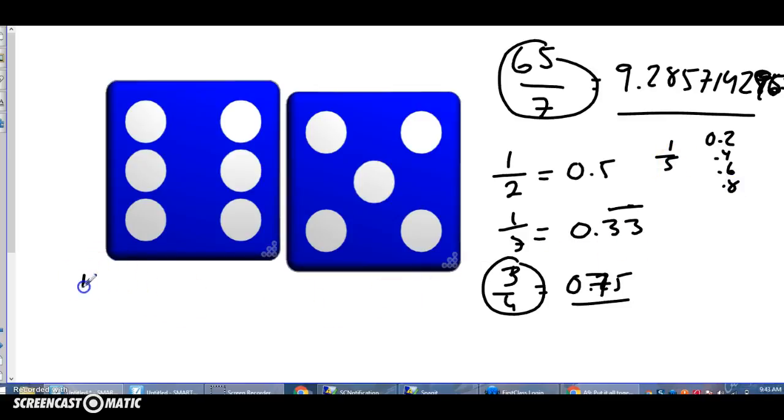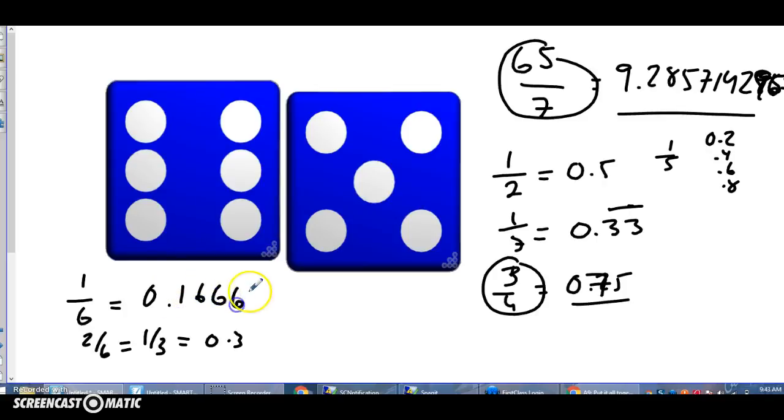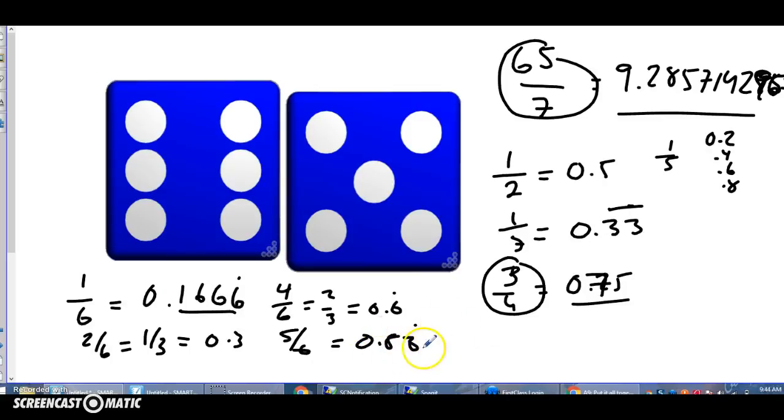The sixths are a little ugly. When you get 2/6, that's the same as 1/3, and we're good with that, 0.3 repeating. 1/6 is 0.16666 repeating. 3/6 is a half, 4/6 is 2/3, and that's 0.6 repeating. 5/6 is the other weird one, and it's 0.83 repeating. But you notice it repeats. This one doesn't terminate, but it repeats.